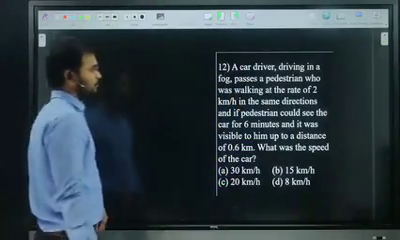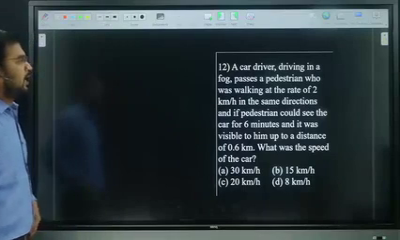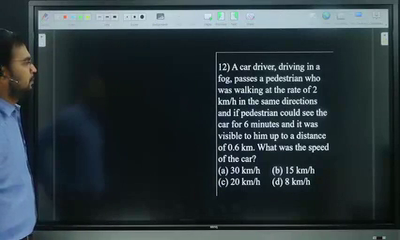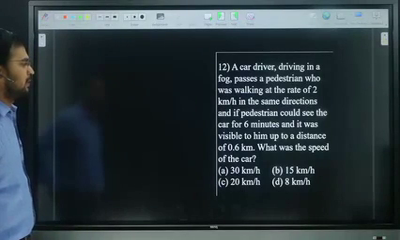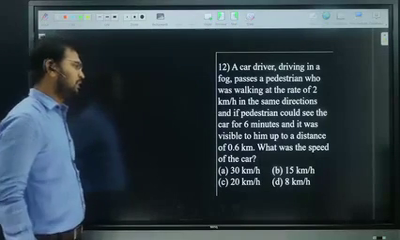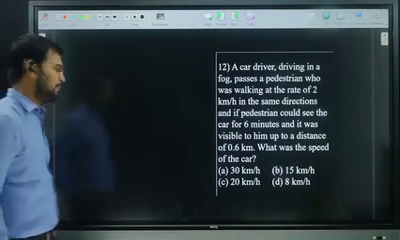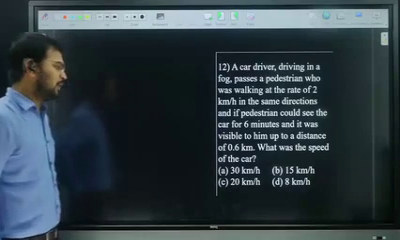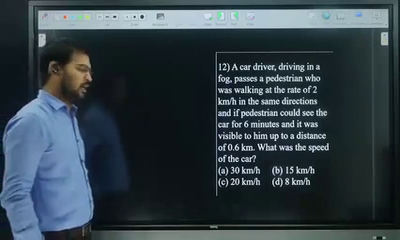Next question. A car driver driving in a fog passes a pedestrian who was walking at the rate of 2 km per hour in the same direction. If the pedestrian could see the car for 6 minutes and it was visible to him up to a distance of 0.6 kilometers, what was the speed of the car?